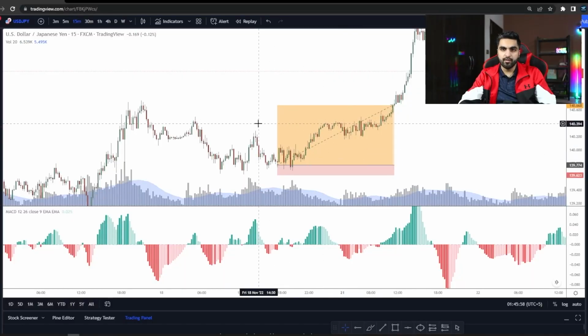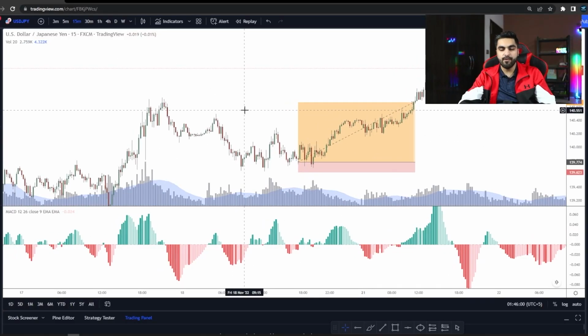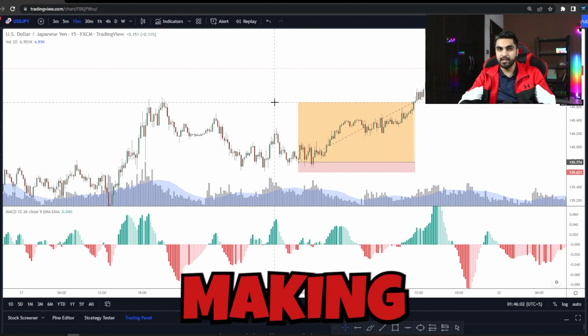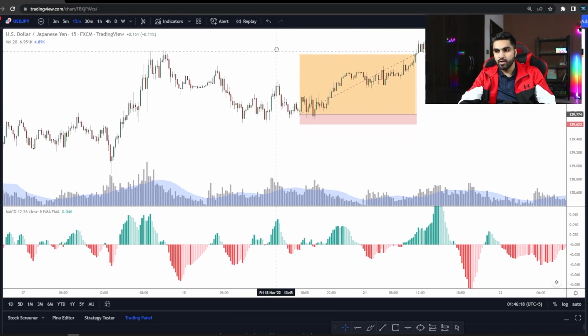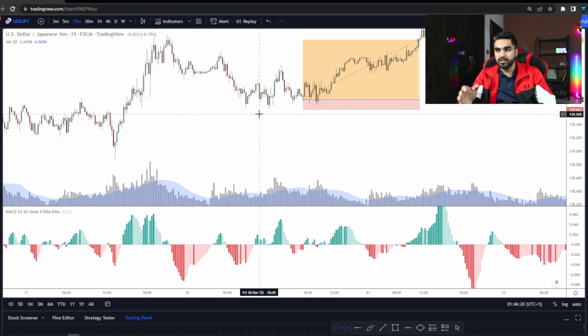I took a buy on US dollar Japanese yen pair from 15-minute time frame and I ended up making over $1,200 and I only risked $220 on this trade. So I'm going to show you the exact steps that I followed to enter into this trade that made me over $1,000. Now I have a decent amount in my trading account. That is the reason I made over 1200. I risked $220 to make 1200.